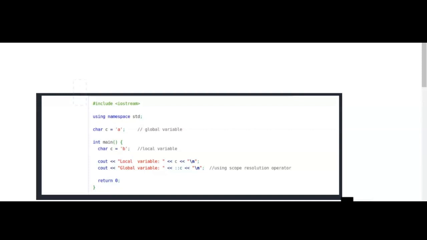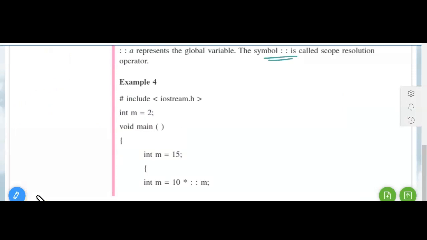Let's check here how it is displayed. Local variable you can display directly. Since the global variable is outside the function, you have to use this scope resolution operator. You can see the double colon scope resolution operator is used, then the variable is used. This is how it works. Now let's check this program given here.